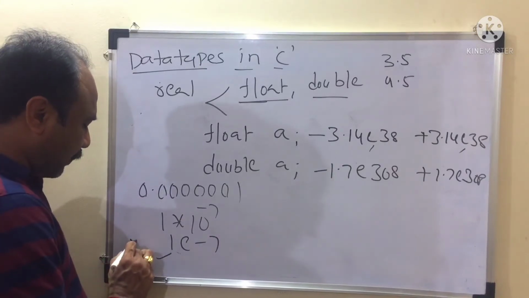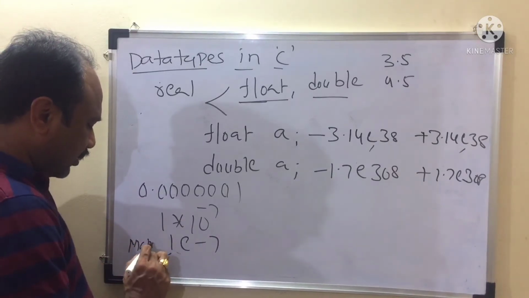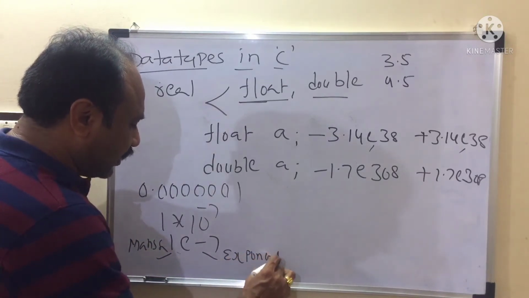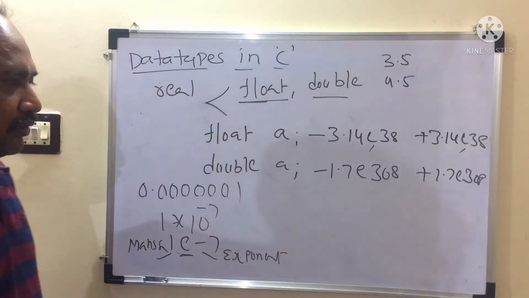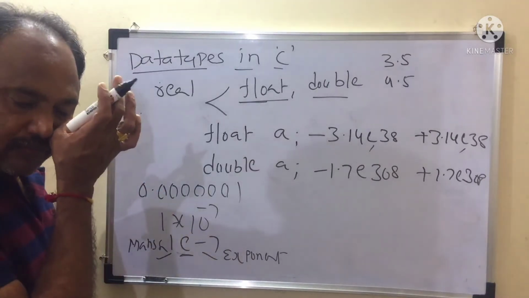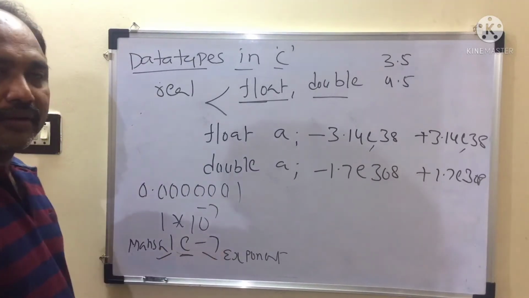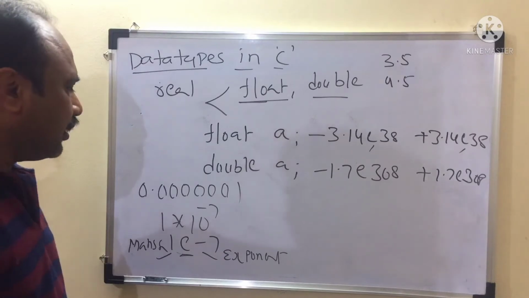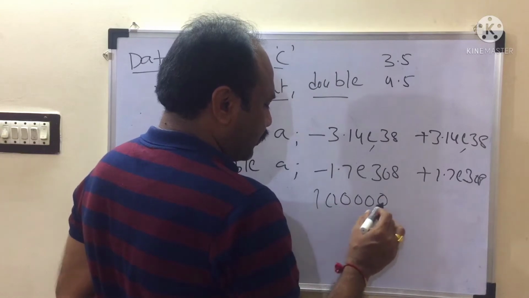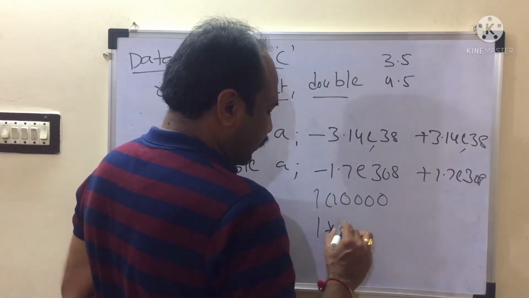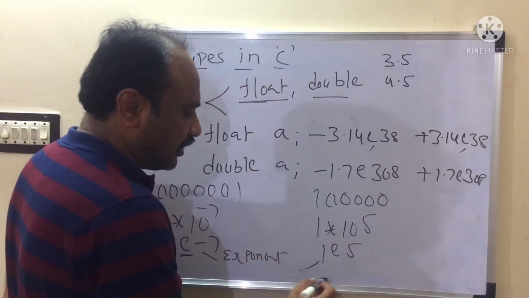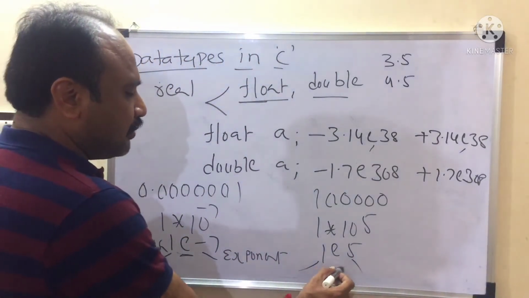One is called the mantissa. Minus 7 is called the exponent. Here e means into 10 power, sorry, into power of 10. 1 into 10 power minus 7. Okay. The same way I have 1 lakh, 1 into 10 power 5, 1e5. 1 is called the mantissa, 5 is called the exponent. Here e means what?